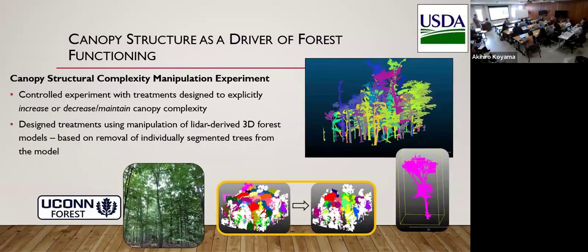So what we're trying to do now is isolate that specific effect of structural complexity on forest productivity. So we designed this experiment at the Yukon forest where I work, where we're actually manipulating the forest to either increase, decrease, or maintain the complexity of the canopy. We scan the forest with our terrestrial LiDAR, segment out all the trees into an individual tree canopy model, and then designed treatments in the computer that would, based on the computer model, either increase or decrease the complexity of the canopy. Then we went out and actually did it in the field to study this relationship between complexity and productivity.